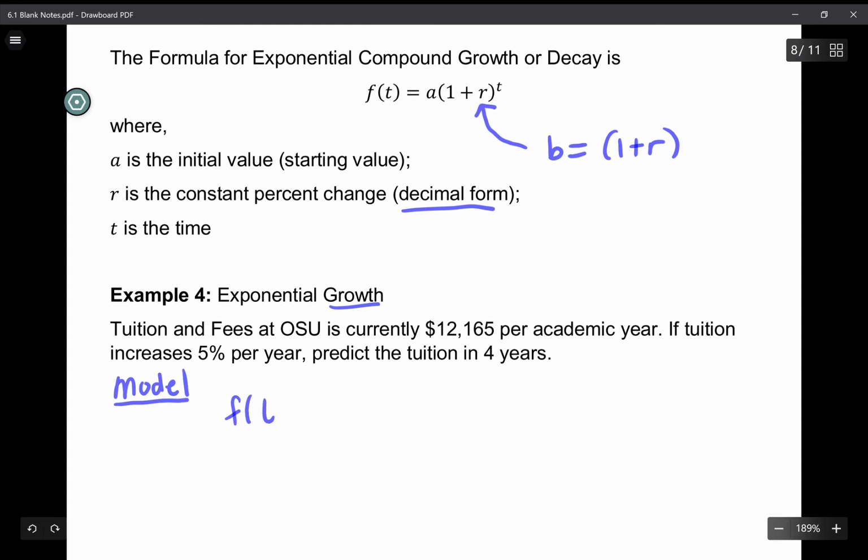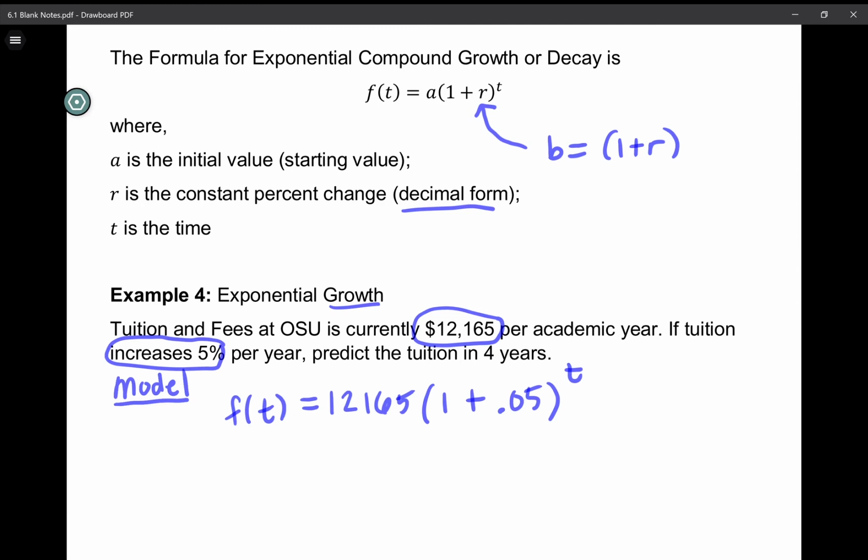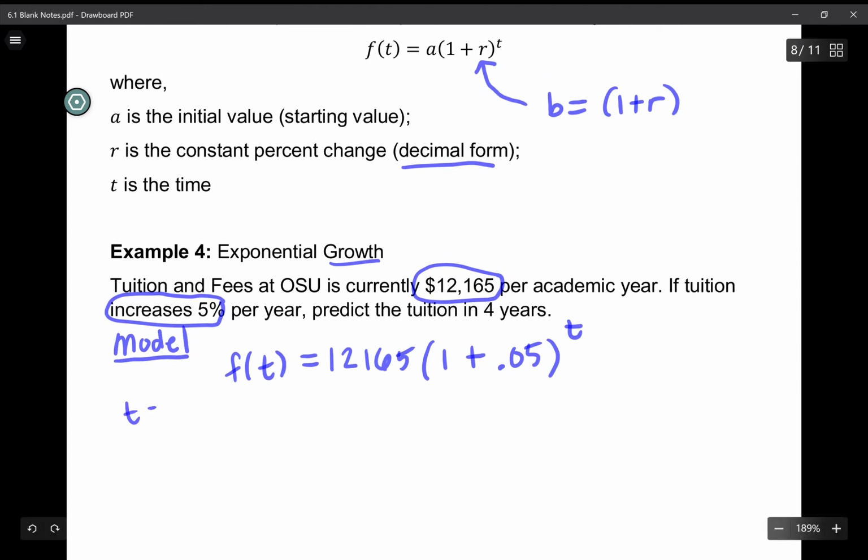f of t equals, A is our initial value. Well, our initial value is $12,165. That's how much tuition is right now. 1 plus, what's our growth rate? Well, it says it increases by 5% per year. So that's going to be 1 plus 0.05 to the t. So there is our model for OSU tuition. t is years since now, right? And f of t is going to be tuition in dollars.